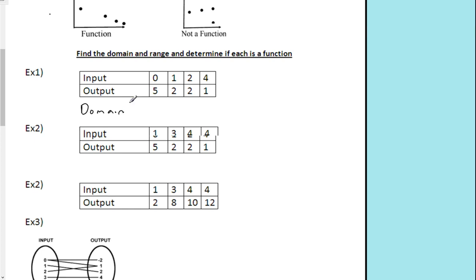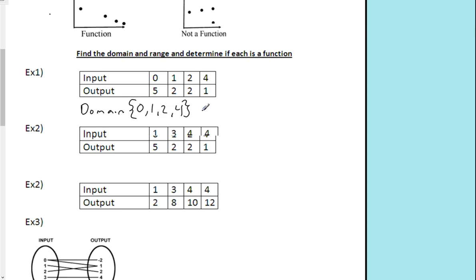It's all my inputs. So what I want to do is make a set, and here's how you make a set. It's a little curly bracket like that. When you see a set, it's usually a bunch of x values or a bunch of y values. So my domain is all my x values. What are my inputs? These are the numbers that I'm putting into the equation. So that's my domain. It's real simple: 0, 1, 2, and 4.